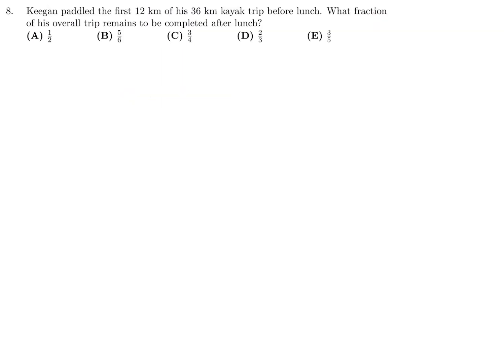Keegan paddled the first 12 kilometers of his 36-kilometer kayak trip before lunch. What fraction of his overall trip remains to be completed after lunch? So he's initially done 12 kilometers, and of the 36 kilometers, he's got 24 left. So the fraction that he has remaining is 24 over 36, and that is 2/3 in lowest terms. So number 8, the answer is D.